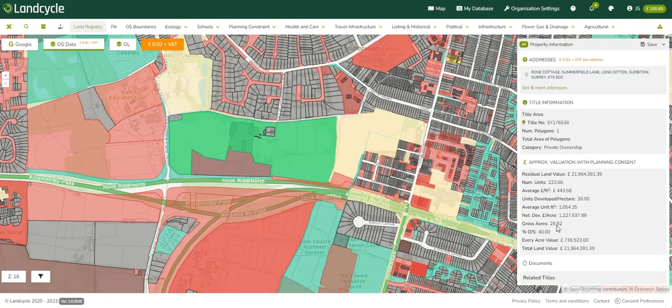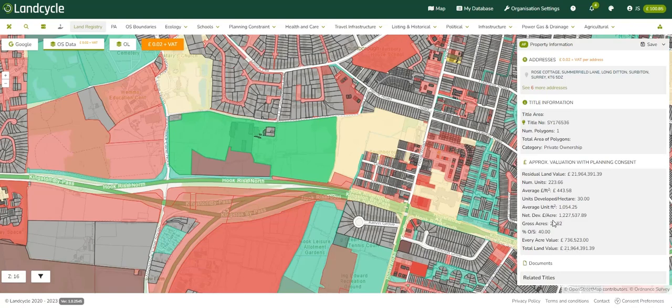it will automatically trigger a window which says approximate valuation with planning consent. So this is what this land could be worth. It's an approximate valuation based on algorithms that we've created in the background, which tell you some very important key information. The residual land value here, if we've got planning consent on this land for 223 houses, would be £21.9 million. Every acre would be worth £736,000, so the total land value is this £21.9 million.